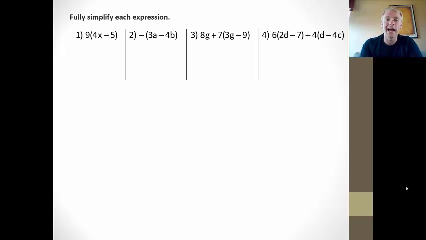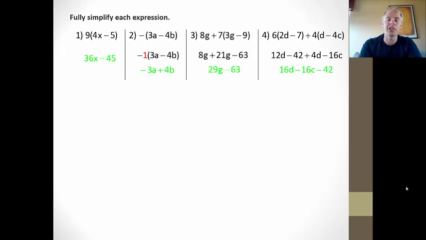Welcome back. Let's see how you did here. You can see the correct simplified expression is there in green. You can see in number 2, we had to watch out for our ninja coefficient. There's really a 1 hiding out there. And you can see in 3 and 4, we had to combine some like terms. For right now, the order that you wrote the terms doesn't matter. So if you put the 4b first and the negative 3a second, like in number 2, that would be okay.